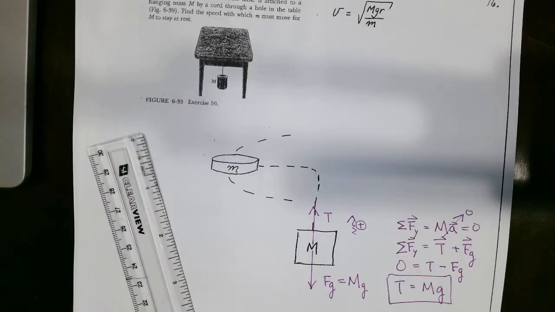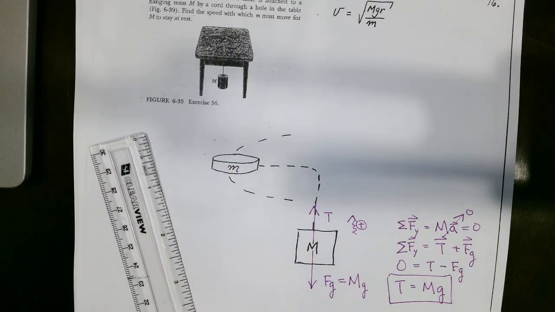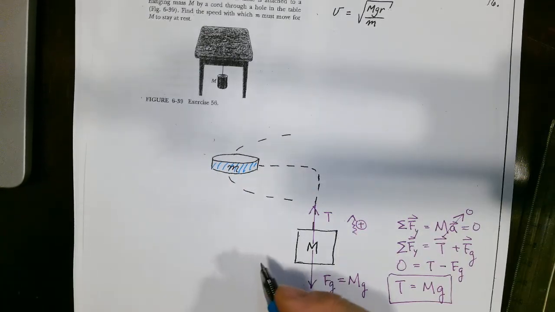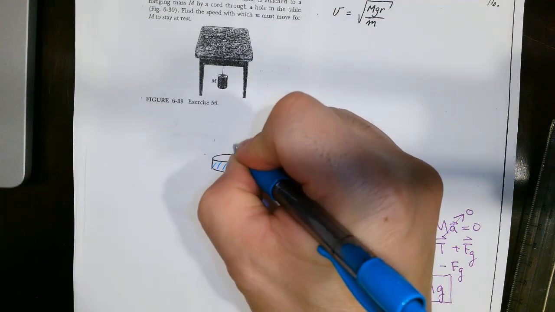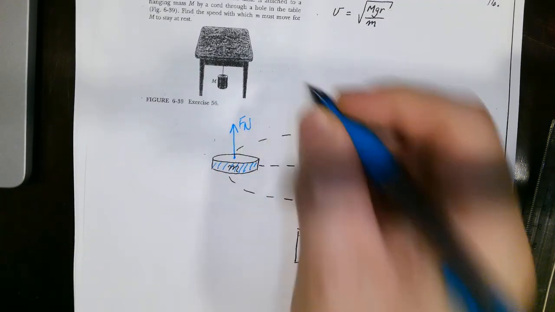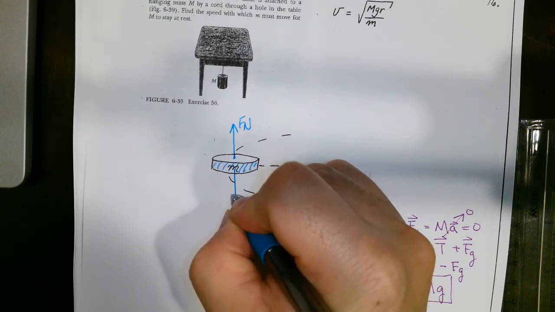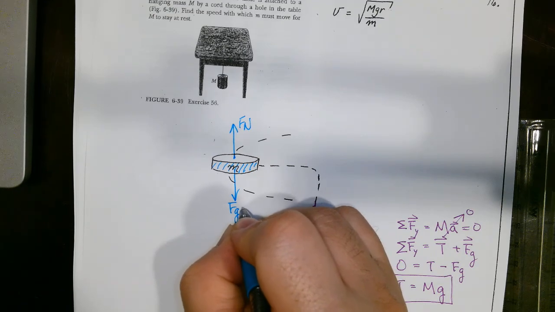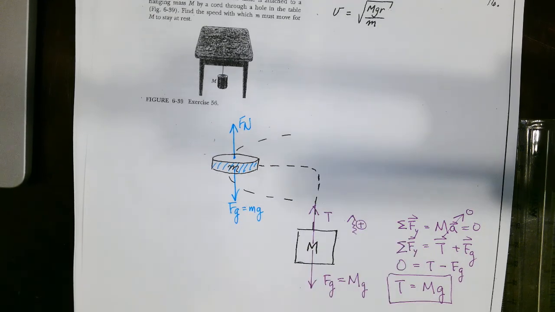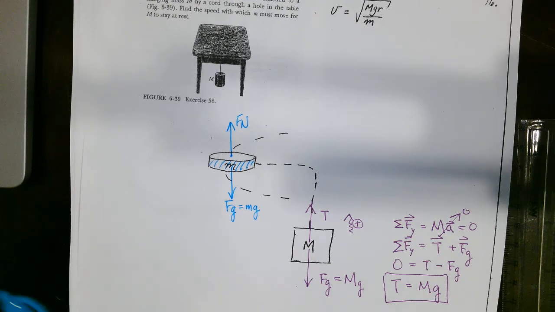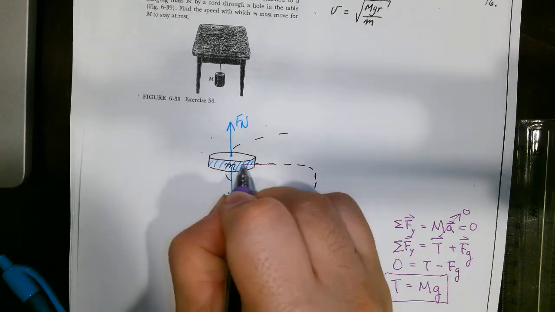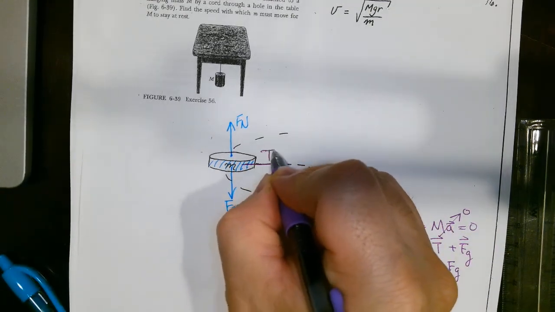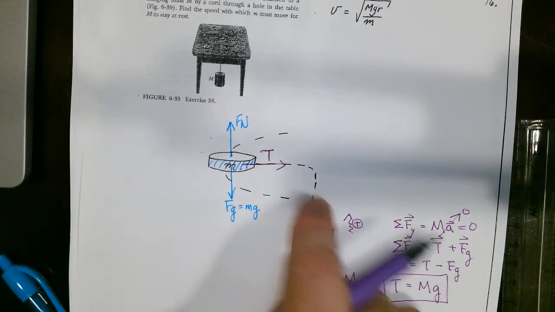So now if I take a look at this hockey puck right here, or this small mass, I should say, this will have F normal going straight up, and it would also have Fg going straight down of the small m. And it would also have tension going in towards the center of the circle. And this tension and this tension are the same tensions. That's why I drew them purple.